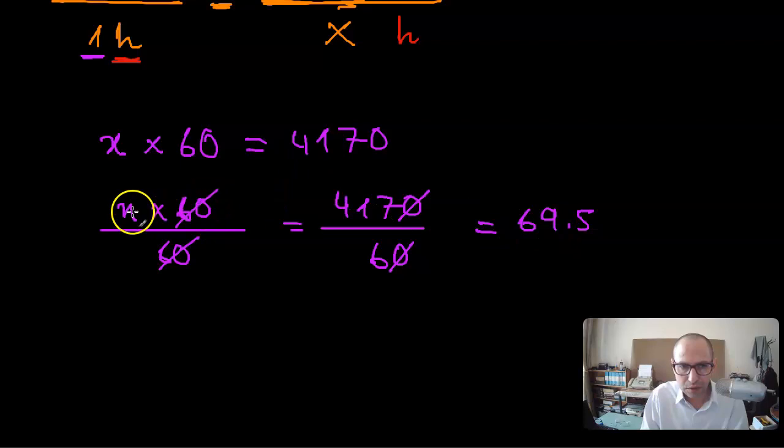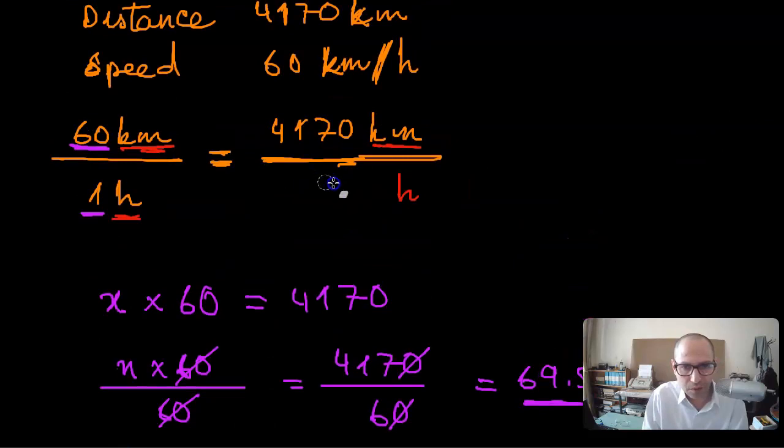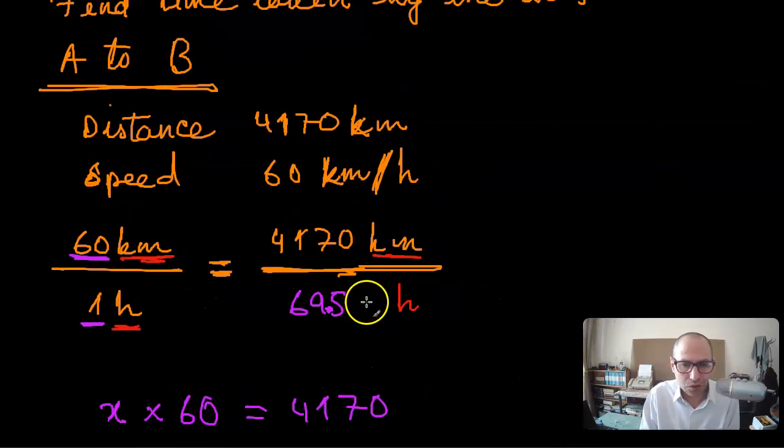And so this means that X over here, these having been canceled out, so you can simply ignore them, is equal to this number, 69.5, right? So instead of this number, I can write 69.5 hours, right? So that means that it took the bus around 70 hours to cover this distance of 4,170 kilometers, right? Around 70 hours.